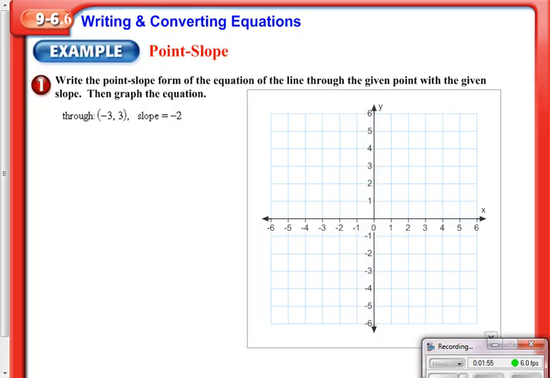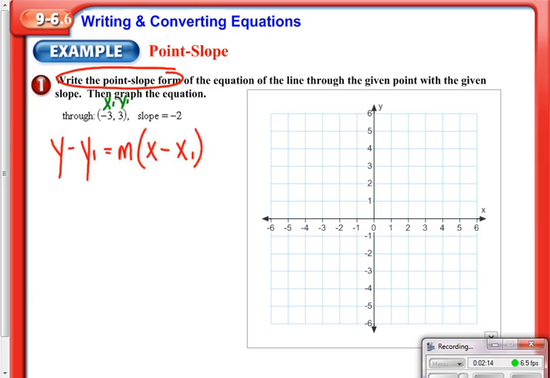Example 1, we're going to start off with some point-slope form. You are going to write the equation in point-slope form of the line given a point and given a slope, and then we're going to graph it. First thing, go ahead and write out the point-slope equation. So there's our point-slope equation. I also gave some headers to our ordered pair, -3 and 3. Well, that's an x1 and a y1 value.